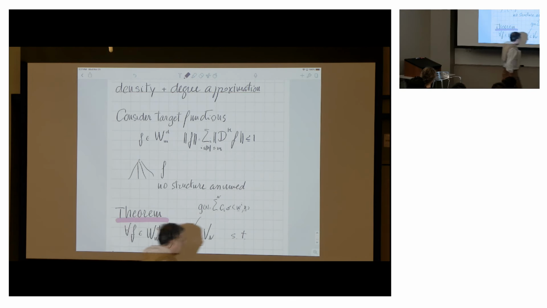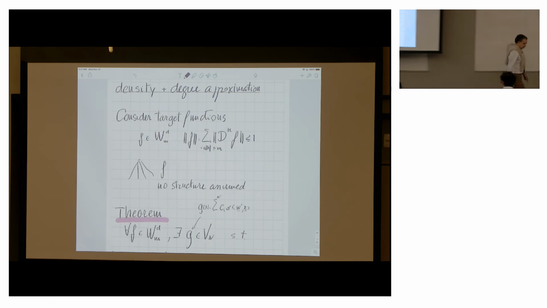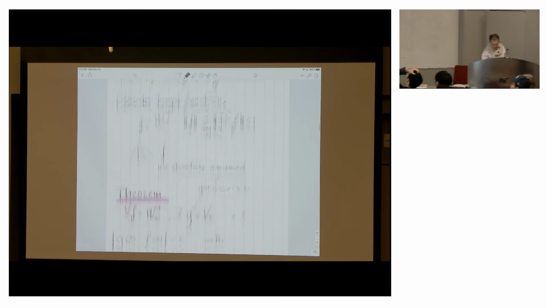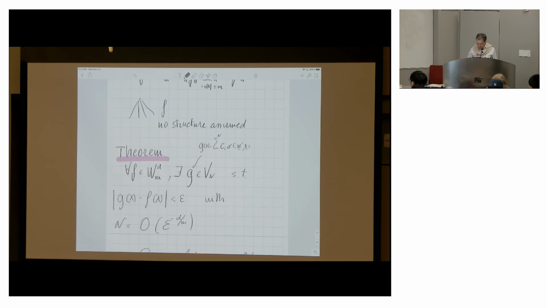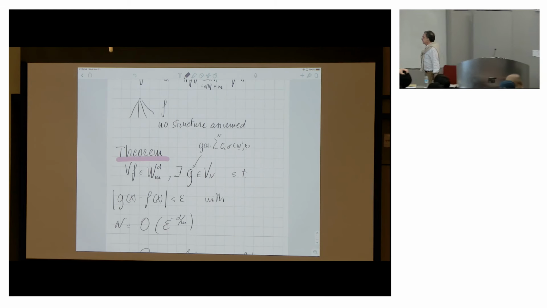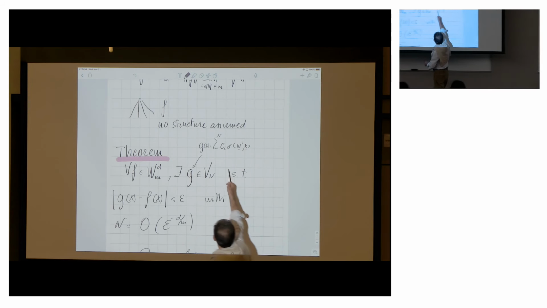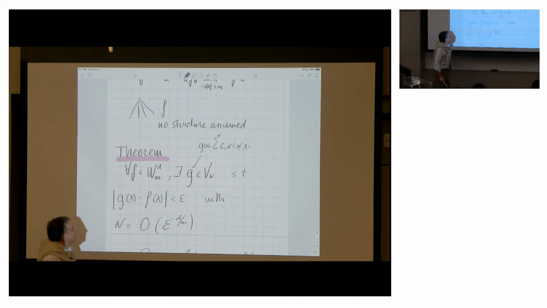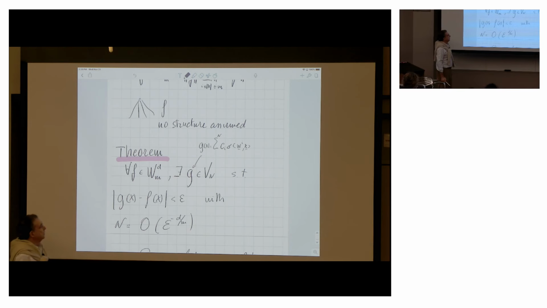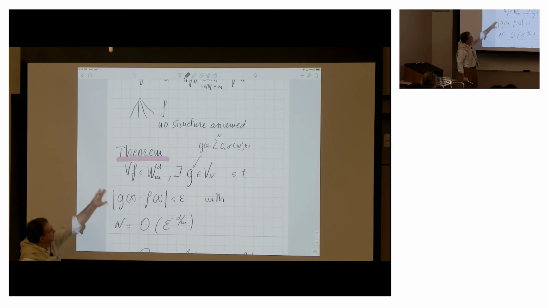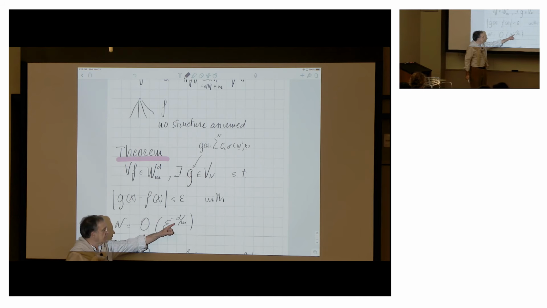So if I assume this, there is a theorem, and that's a classical one, which we are going to prove, that using this kind of one-layer networks with sigmoids or ReLUs, I can get an approximation within epsilon of this function in the Sobolev space, and the number of units I need is (1/epsilon)^(d/m).